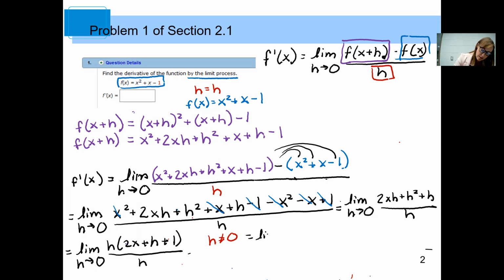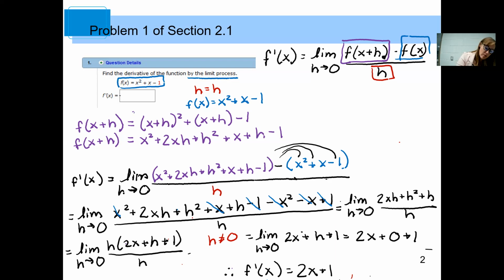So we're finding a function that has an equivalent limit. And so this limit as h approaches 0, 2x plus h plus 1. We can now substitute in 0 for h. So we get 2x plus 0 plus 1. Or in other words, f prime of x. Squeeze that down here. F prime of x is equal to 2x plus 1.